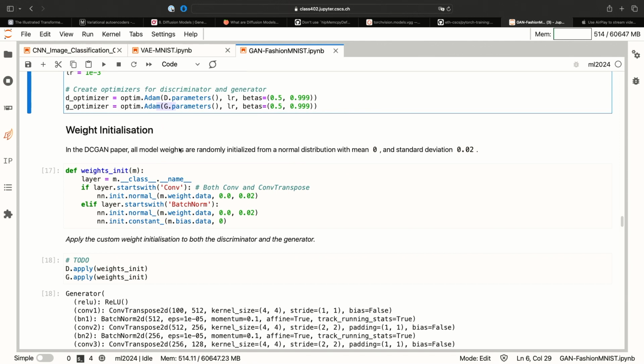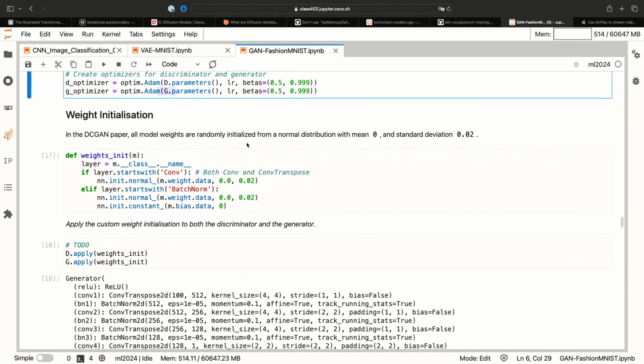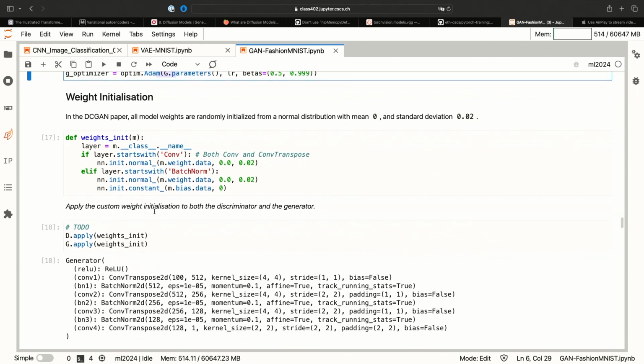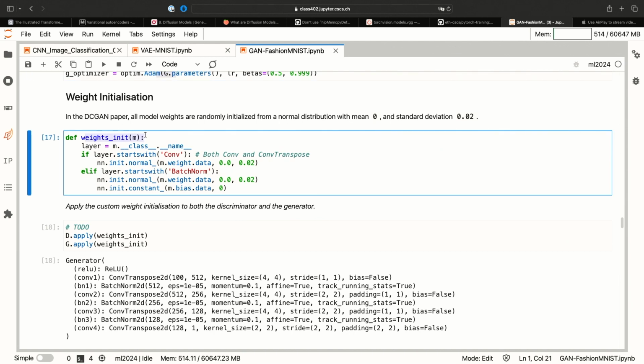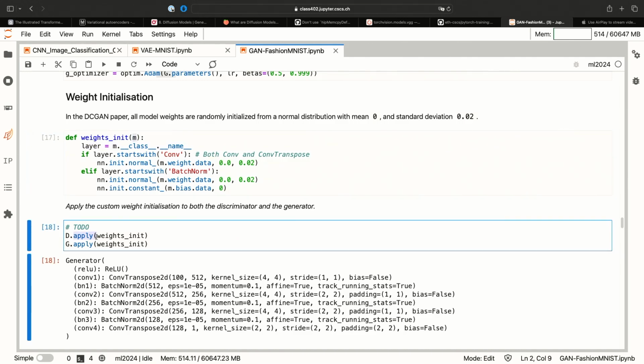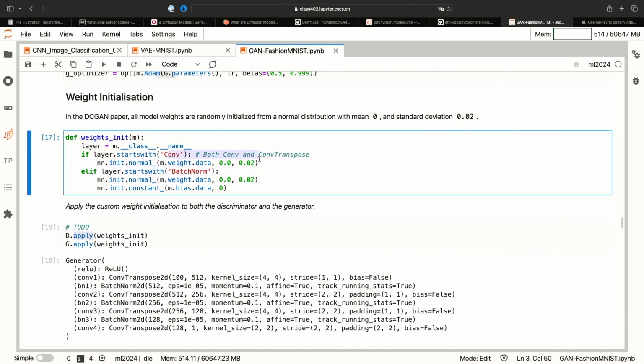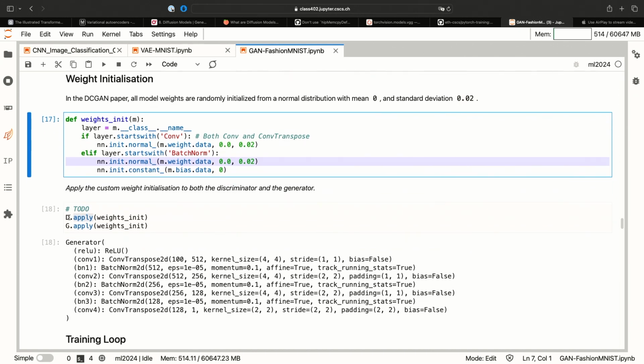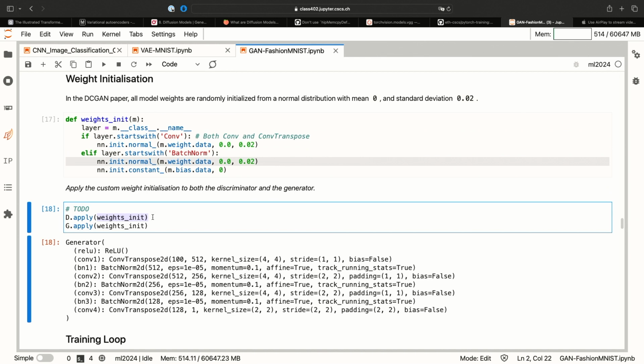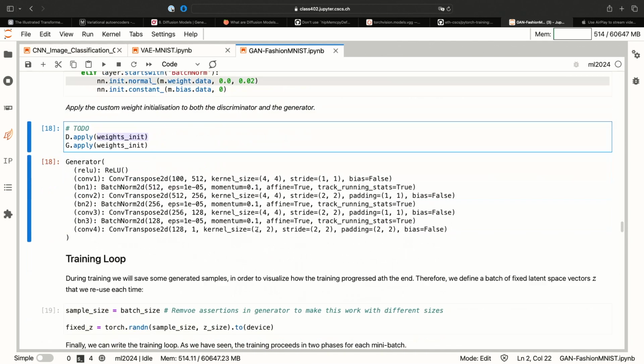Then in the paper, they say that they set all the weights to a normal distribution with mean 0 and standard deviation 0.2. So we can use the weight initialization tricks that we've seen in the class. We define this weight initialization function, get the name of the layer, because this is what we pass in when we do the apply function of the model. And then if it's a convolution, we sample the weights from a normal distribution. And then for the batch normalization, in the paper they say to set the bias to 0, and the weight is also set to a normal distribution. And then when we apply the weight initialization, the weights are initialized by sampling from these distributions.